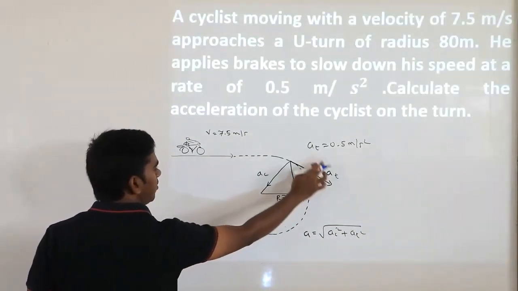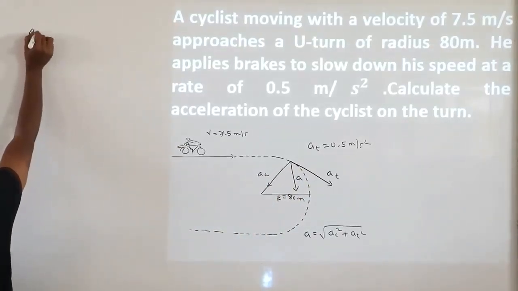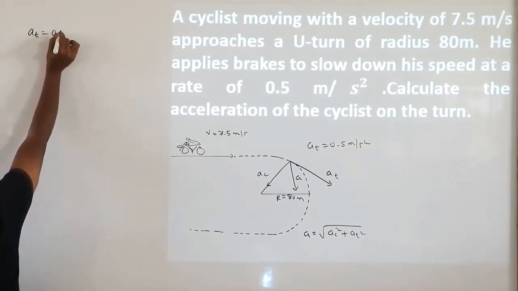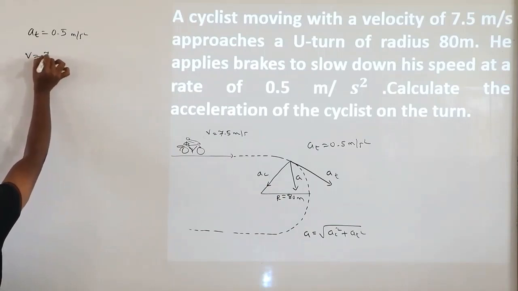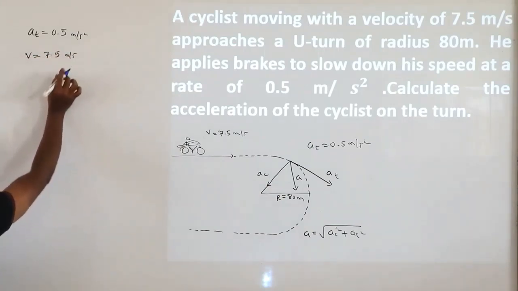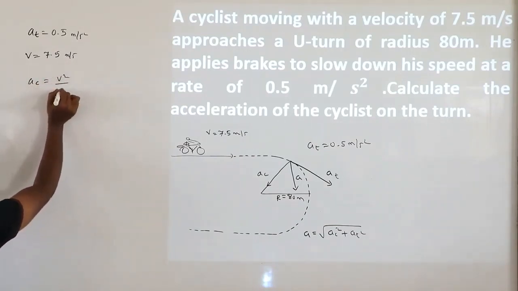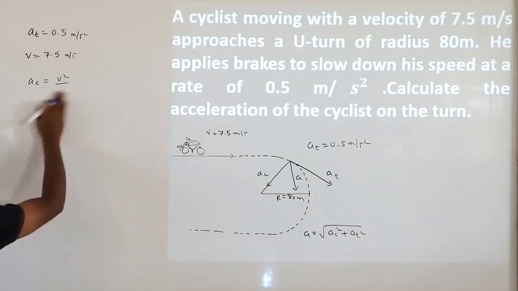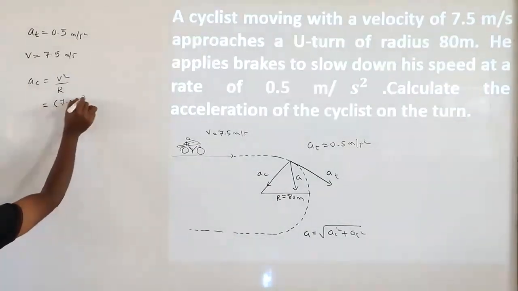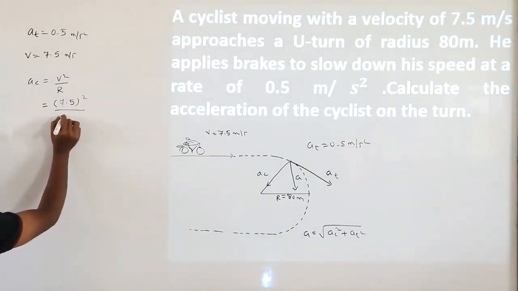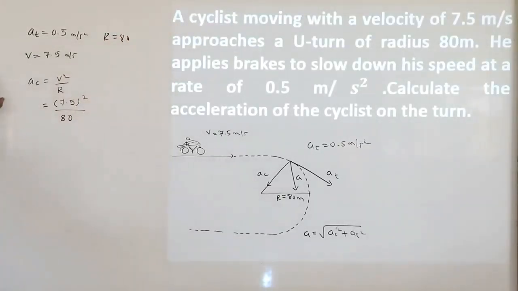For that, the tangential acceleration is given, and we have to calculate the centripetal acceleration. The tangential acceleration is 0.5 meter per second square, and the velocity is 7.5 meter per second. Centripetal acceleration is V square by r, so 7.5 squared divided by r. R is given as 80 meter.